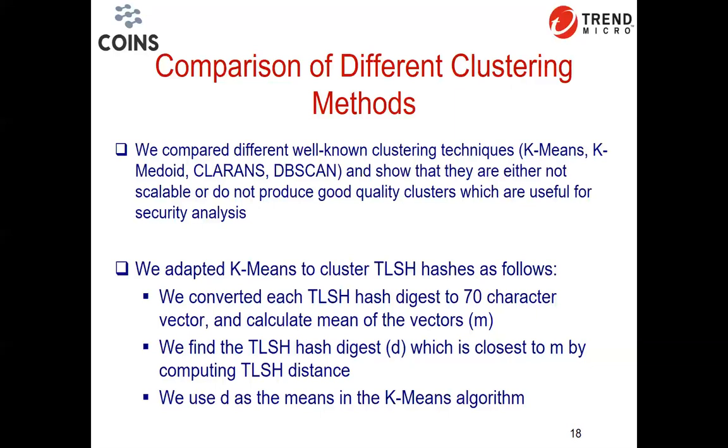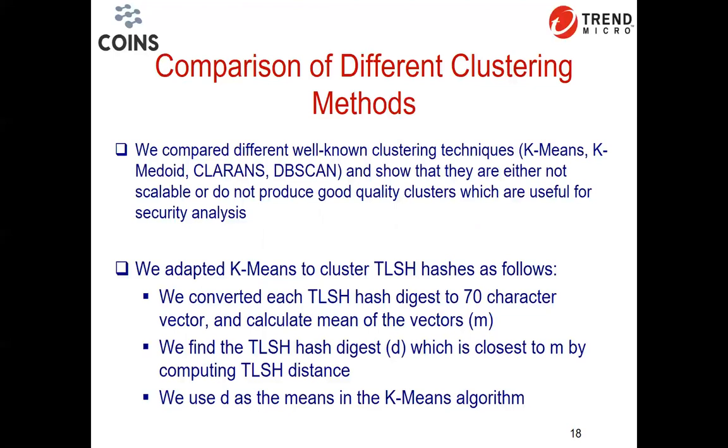We could not use standard k-means because we are dealing with TLS hashes, and the distance between TLS hashes is computed by TLS distance, which is different from the Euclidean distance used in k-means. So we adapted k-means for our purpose. It's an approximation to k-means.